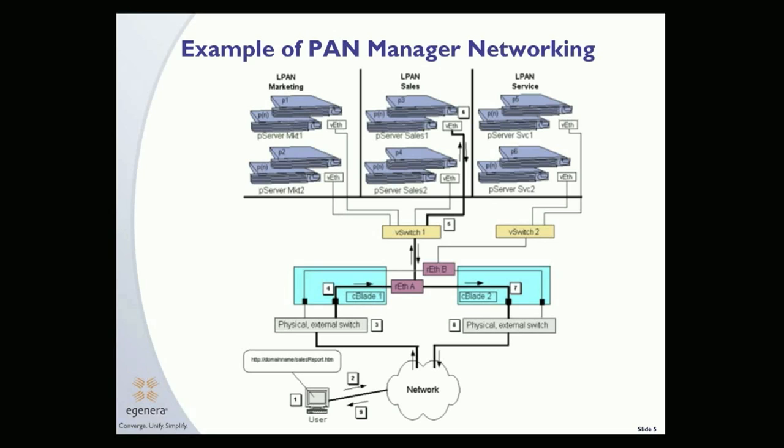They cannot talk directly to the marketing or sales servers. Network traffic would need to leave the PAN system via the Ethernet interfaces on control nodes named C-Blade 1 and C-Blade 2 in this diagram, and go out via the external network infrastructure. You may want to do this if you need to use a firewall, or just need to completely separate secure networks if, for example, you're a service provider.